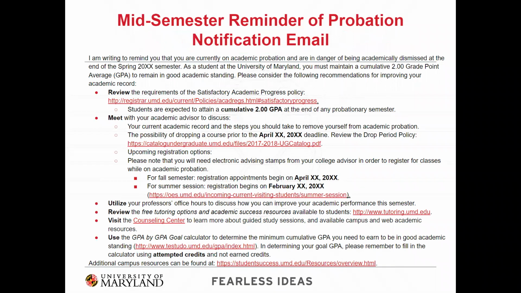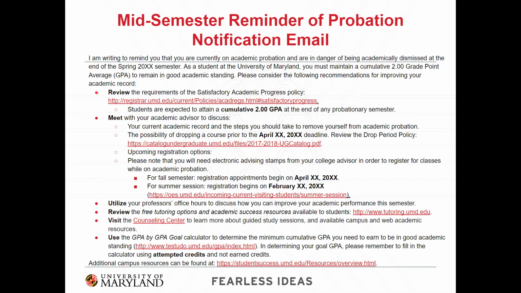Here is an example of that email, the midterm semester reminder. The student is reminded that they are currently on academic probation and are in danger of being academically dismissed by the end of the semester. They're reminded that they must maintain a cumulative 2.0 GPA in order to stay in good standing. The same information that they received following their probationary notification is listed here.